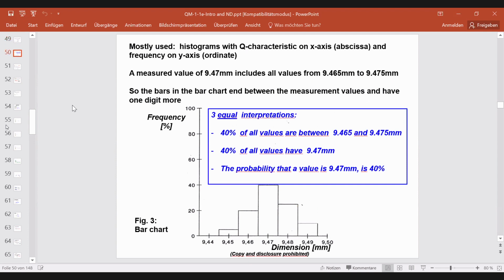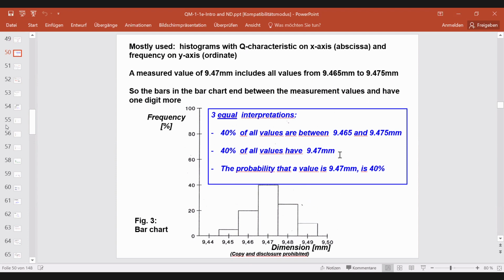So mostly you have on the abscissa here on the x-axis, you have the quality characteristic. In this example, it is the dimension in millimeter. And here on this vertical axis, you have the frequency. And now you have three types of interpretation. You can say 40% of all the values are between 9.465 and 9.475. This is one interpretation.